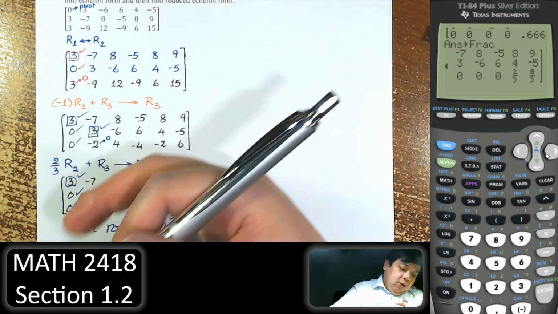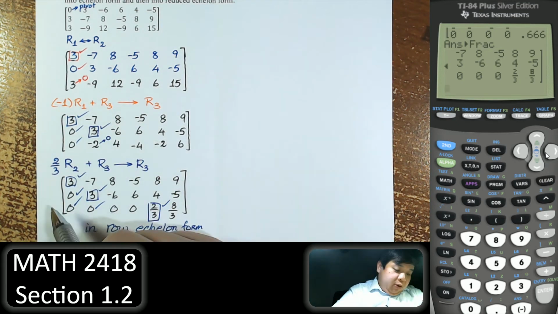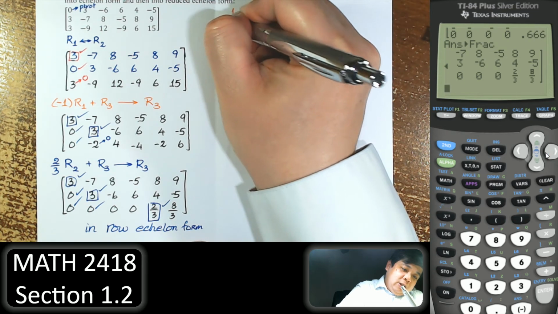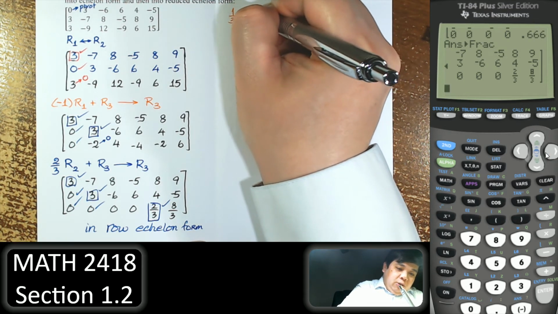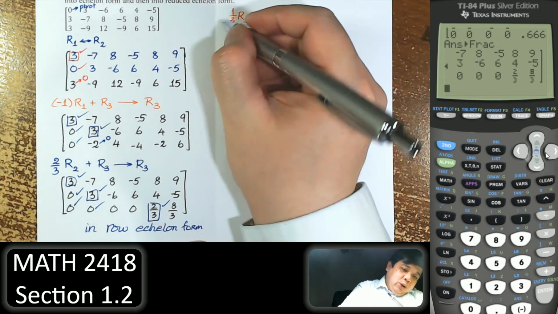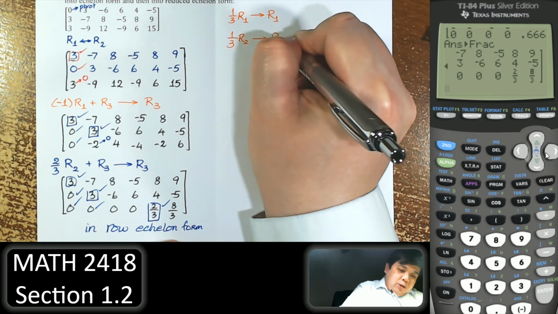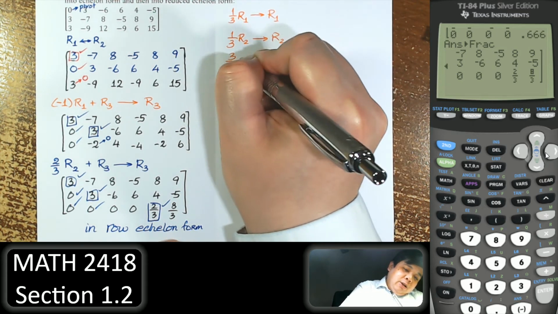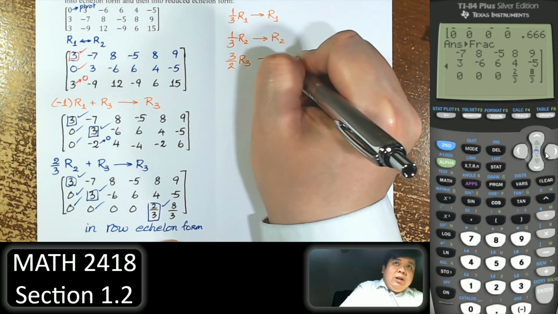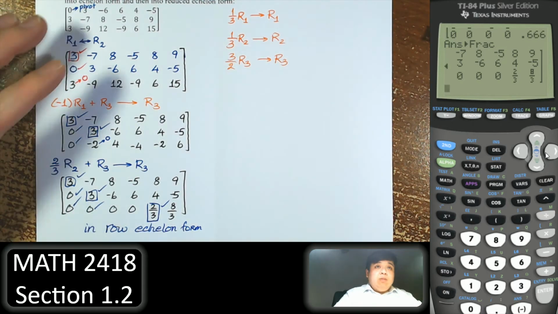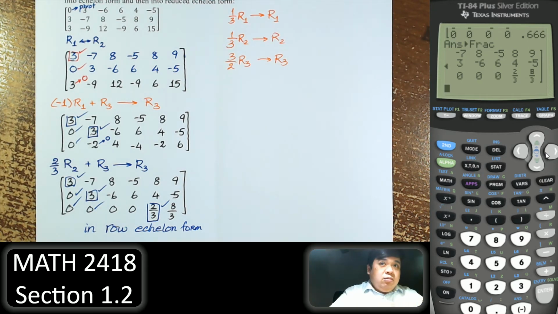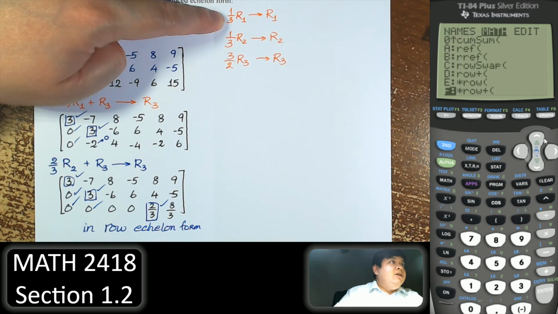Right, so in the reduced row echelon form, this has to be 1, so we're going to do 1/3 of row 1, and then 1/3 of row 2, and then 3/2 of row 3. Once we do all of that, the leading entry will turn into 1, right? Keep the calculator here, second matrix, let's do that first. We just multiply.